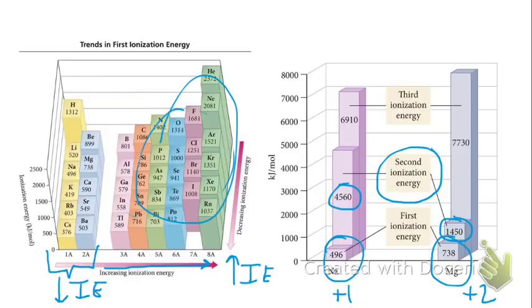Well, magnesium normally goes +2. To go +2, you have to take off 2 electrons. It makes sense that it's easier to take off 2 electrons of magnesium than it is of sodium. And so again, these are just simple trends that we see across the periodic table based on the electrons around these elements.